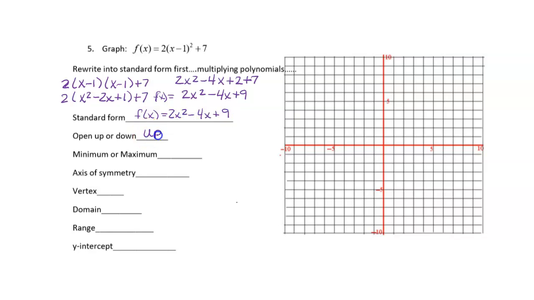That's going to open up, so it's going to be a minimum. My axis of symmetry will be negative b over 2a. So negative negative will be a positive b. Positive 4 over 2 times 2, which gives me 4 over 4, which gives me an axis of symmetry of 1. When I plug 1 back into my equation, 1 squared is 1. I have 7. So my vertex is 1, 7, way up here.